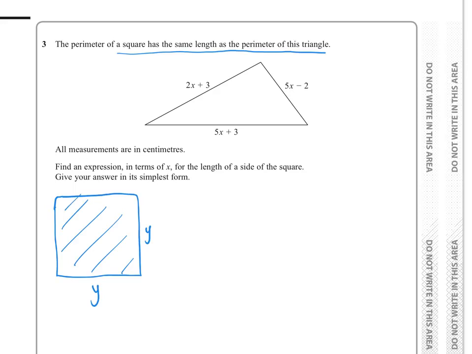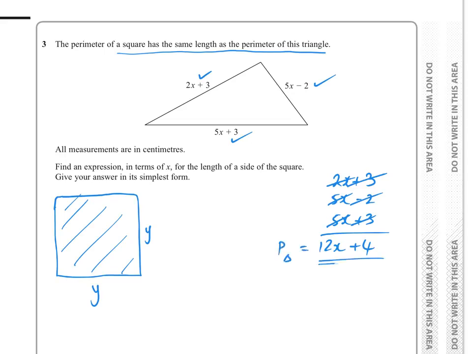Okay, so first of all, let's work out the perimeter of the triangle. So if we add up all the sides, so we've got 2x plus 3, 5x minus 2, and 5x plus 3. Well, we can see here we've got 5, 10, 12x, and then 3 and 3 is 6, take away 2 is 4. So we can see here that the perimeter of the triangle is 12x plus 4.